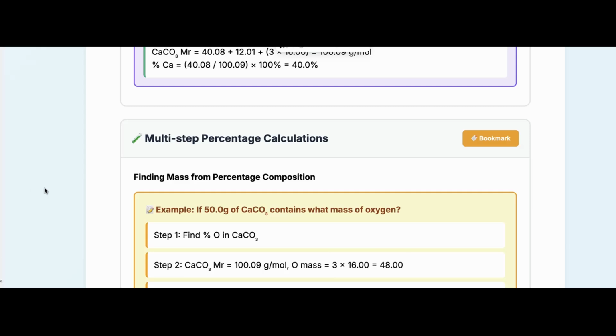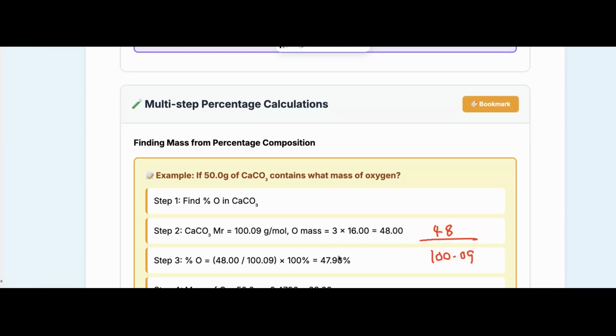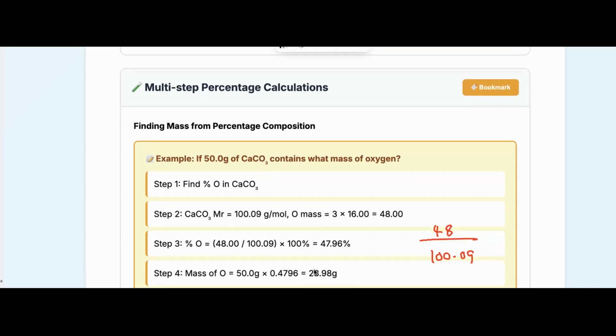Then you divide the mass of the oxygen. Remember, not for 1 oxygen, for 3 oxygens. So that's equal to 48, and divide this by the total mass of the compound. So 48 divided by 100.09, and because this is a percentage, I need to multiply it by 100. So multiplied by 100%, you will get 47.96%. Step 4 is to find the mass of oxygen as a result. That's equal to 23.98.